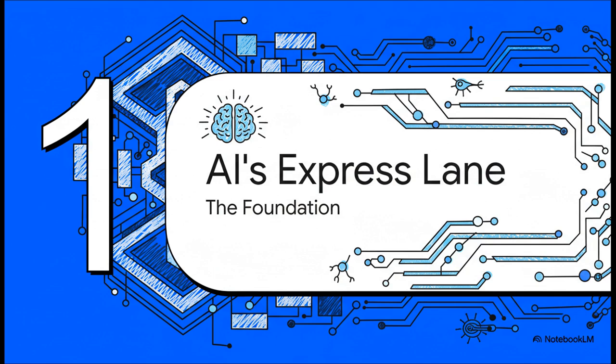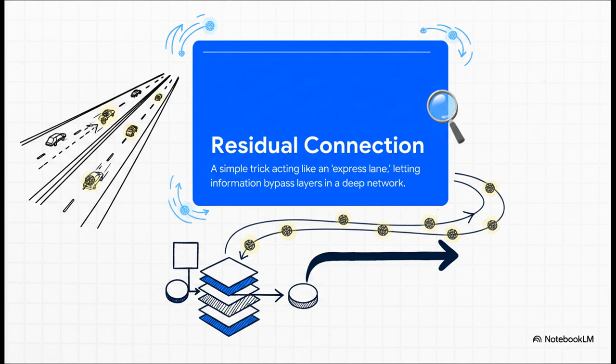Okay, so to really get what makes this so revolutionary, we need to rewind a little bit. Let's talk about the absolute bedrock of modern AI, the one thing that allowed us to build these incredibly deep networks to begin with. So, for the past decade or so, the undisputed champion of deep learning has been something called the residual connection. The best way to think about it is like an express lane on a highway. It's a brilliant little trick that lets information just bypass a whole bunch of traffic, or computational layers, so it doesn't get lost or garbled along the way.